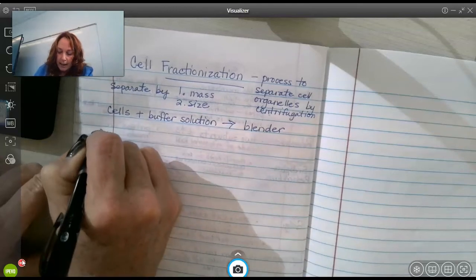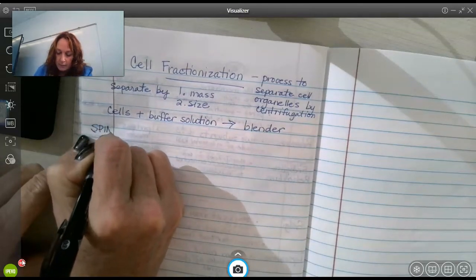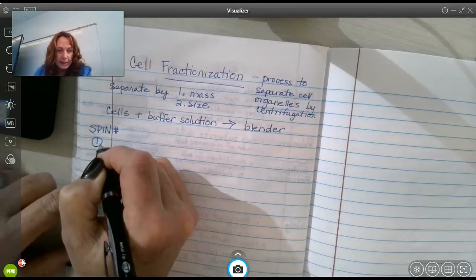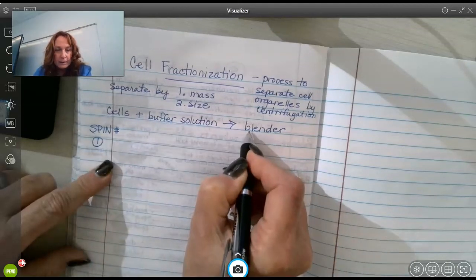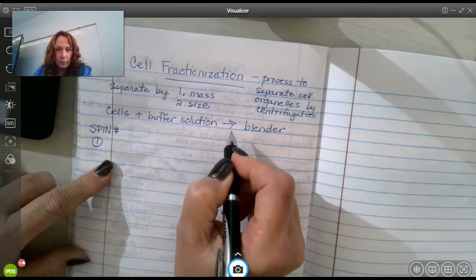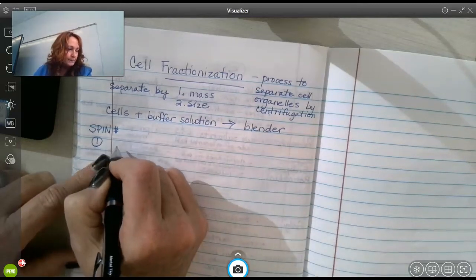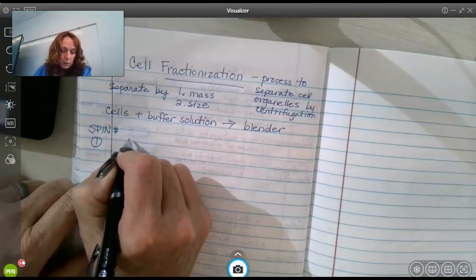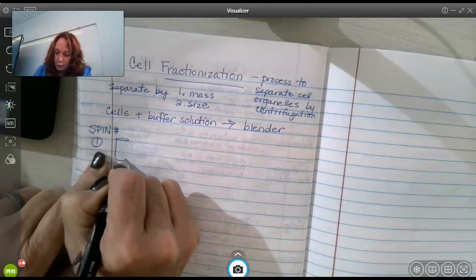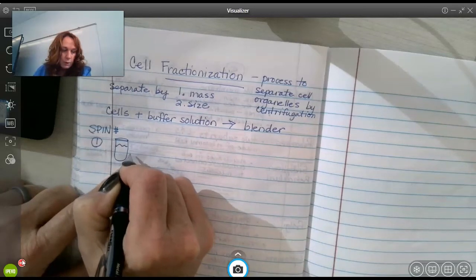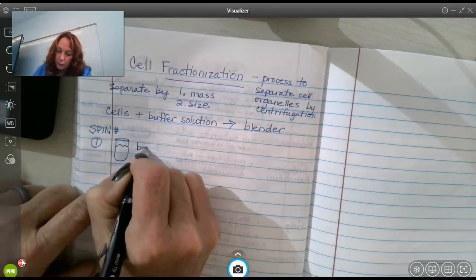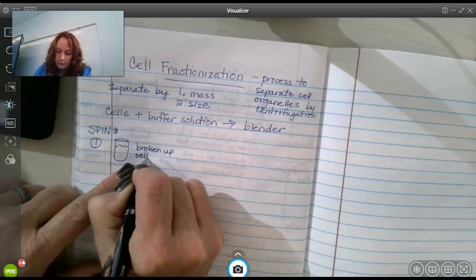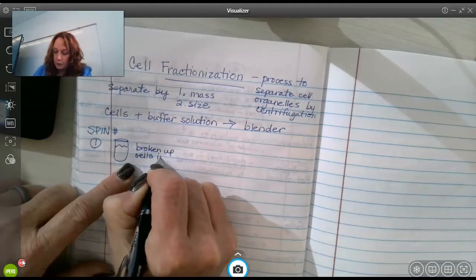So this is your spin number. The first spin is going to be with everything in it. So it's all of the cell parts. So spin 1, this is what we've got in the actual tube. We're going to have broken up cells, because that's why we put them in the blender, in the buffer solution.